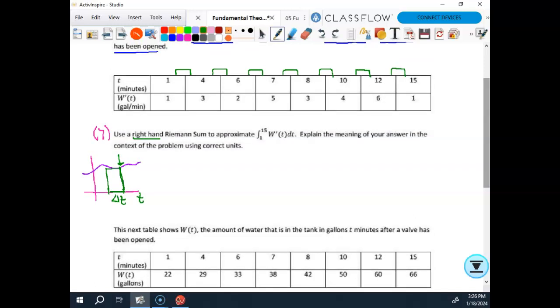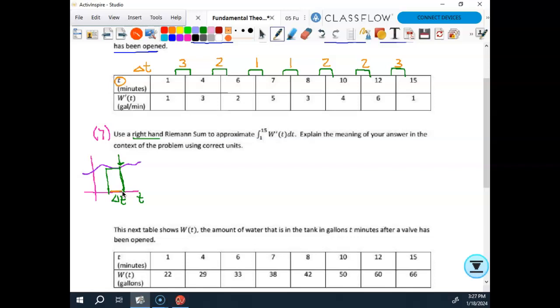Here are the t values. But up here, I'm going to write my delta t. What is my change in t? So when I go from 1 to 4, the change in t is 3, because 4 minus 1 is 3. From 4 to 6, it's 2. From 6 to 7, it's 1, then 2, then 2, then 3. Those are my delta t's, basically the base of my rectangle.